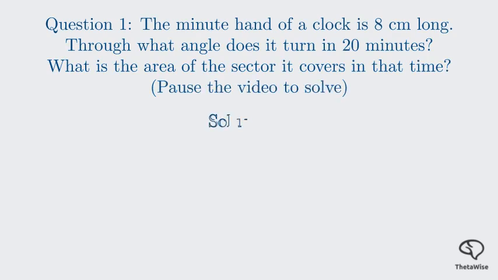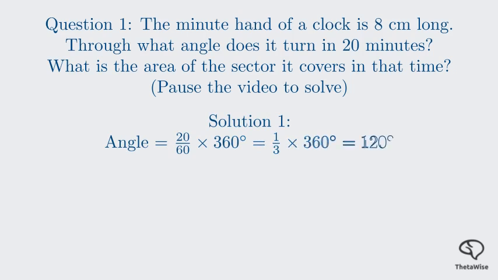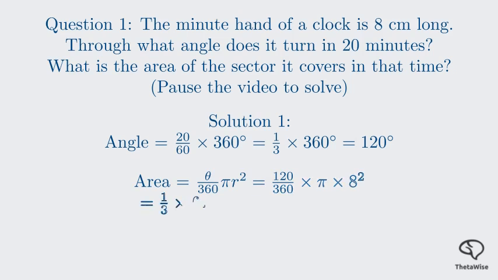Here's the solution. A full circle is 360 degrees and corresponds to 60 minutes. So, in 1 minute, the hand turns 6 degrees. In 20 minutes, it turns 20 times 6, which is 120 degrees. The area of the sector is theta over 360 times pi r squared. Substituting 120 for theta and 8 for r, we get 120 over 360 times pi times 8 squared. This simplifies to 1/3 times 64 pi, which is 64 pi over 3, or approximately 67.0 square centimeters. Did you get the same answer?